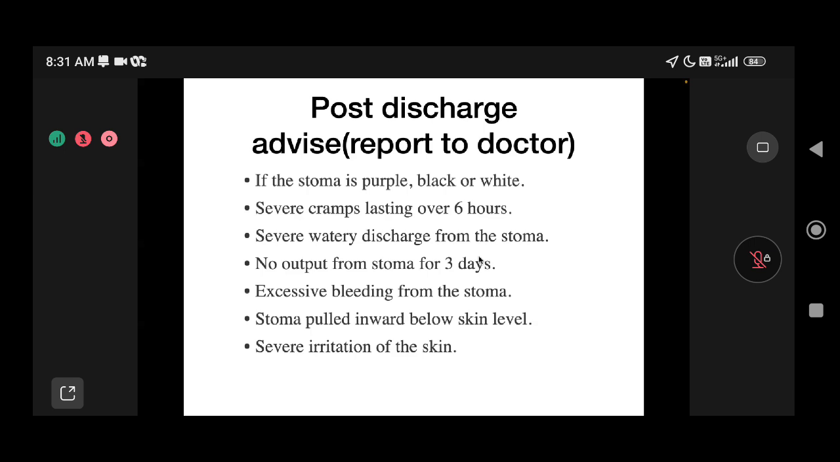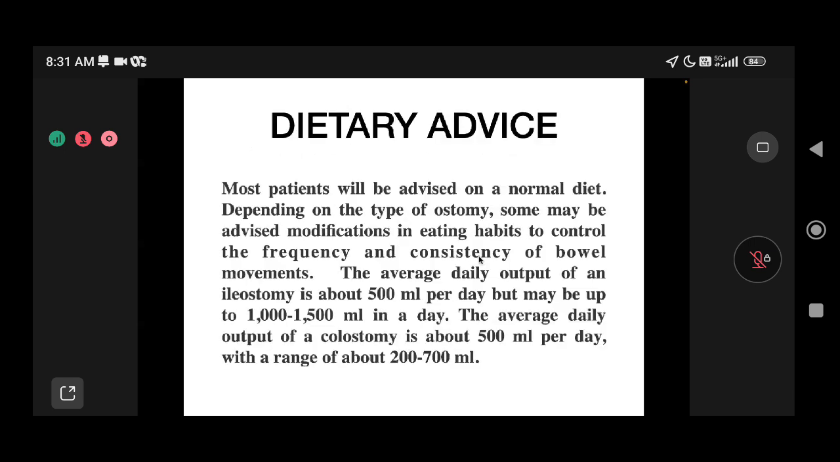Sometimes in a patient with portal hypertension, you have done a good stoma, but there can be more venous pressure because of the portal pressure. Then there can be congestion of the stoma, and the color can change. Also, if the stoma is pulled inward below the skin, again, as I told you, if retraction happens, there can be pulling of the contents and it causes problems, and severe irritation of the skin. This is also one of the things.